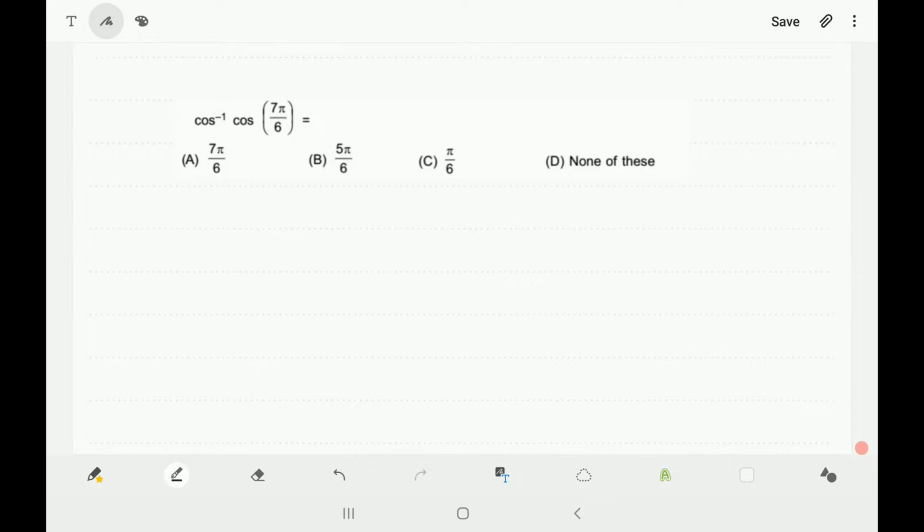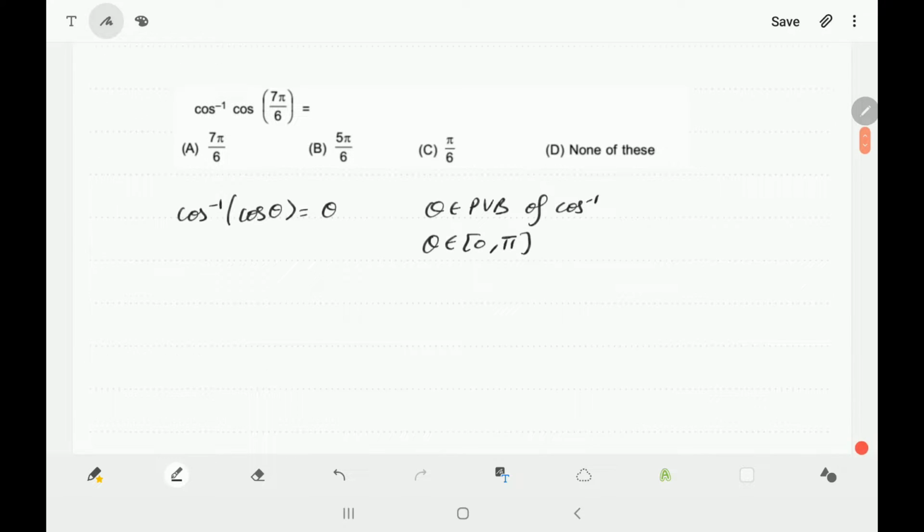In this problem, we have to solve cos inverse of cos 7 pi by 6. Now you already know that cos inverse of cos theta will give theta if and only if theta belongs to the principal value branch of cos inverse. It means theta should belong to the closed interval 0 to pi. But 7 pi by 6 is not in the principal value branch. It is greater than pi. So the answer cannot be 7 pi by 6. You have to simplify it. This cannot be the answer, obviously.